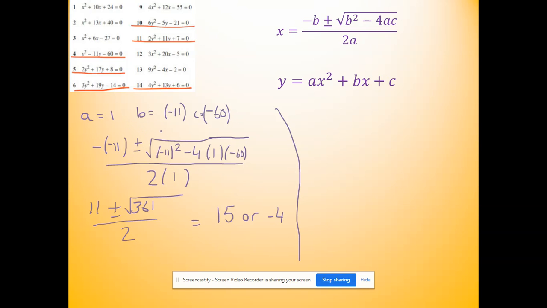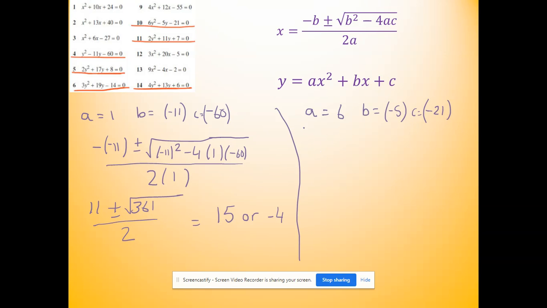Let me just do one more example. So I'll do one that's got a coefficient. Let's just go for question 10. So question 10, again, write down what each value is. A is equal to 6, B is equal to minus 5, and that's probably the mistake that a lot of people are making if you're getting maths errors. And C is equal to minus 21, and again, another possible mistake is not putting in the minus. Okay, so that's your A, B, and C.